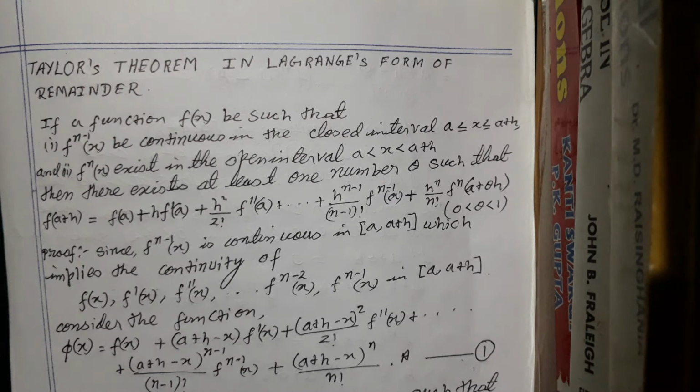In this video, I'm going to explain Taylor's theorem in Lagrange form of remainder. First of all, let us look at the statement of Taylor's theorem. So first of all, we are taking a function f(x) which satisfies this condition.